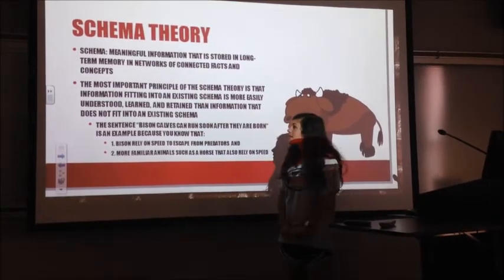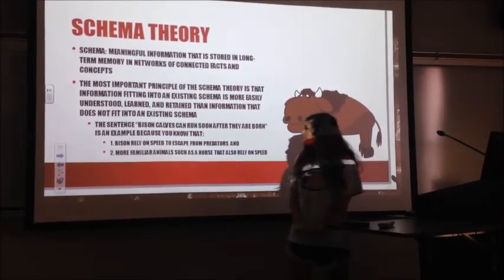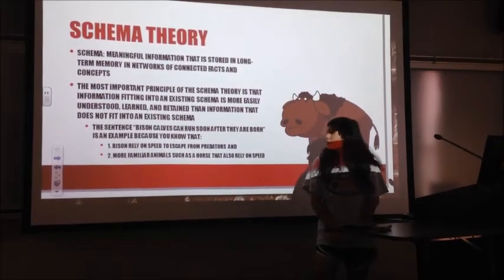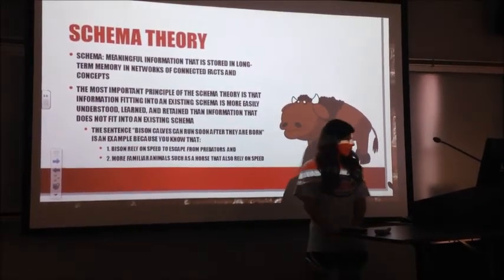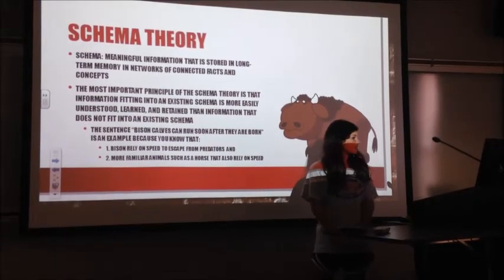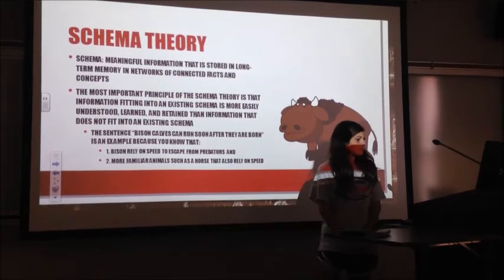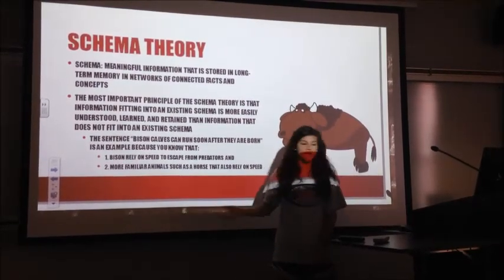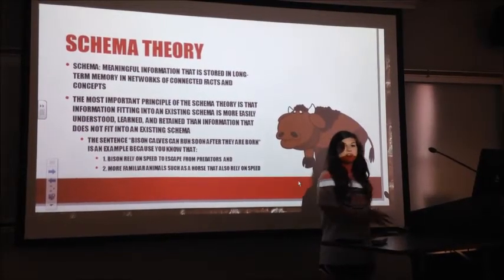For example, the sentence, "Bison calves can run soon after they are born," is an example because you know that, one, bison rely on speed to escape from predators, and two, more familiar animals such as a horse can also relate to the bison. That gets you to understand that bison can run soon after they are born.